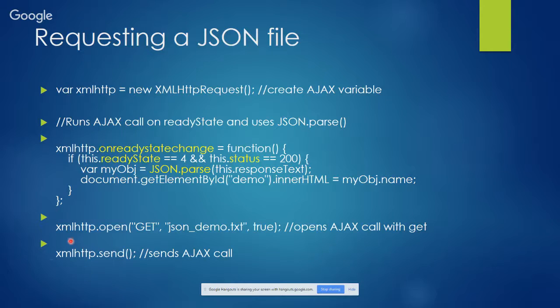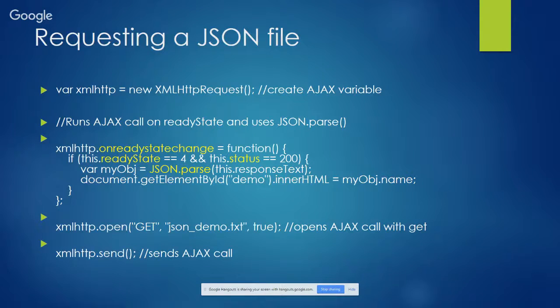And then once you build that, you need to actually open it. So you're going to send a GET request. Here's the file location, the URL, and we're going to tell it that it is asynchronous. And then we're actually going to send the JSON call. So that's how you process an AJAX call. Like I said, this can be used for requesting from a database or any other type of file storage that you have on your server.